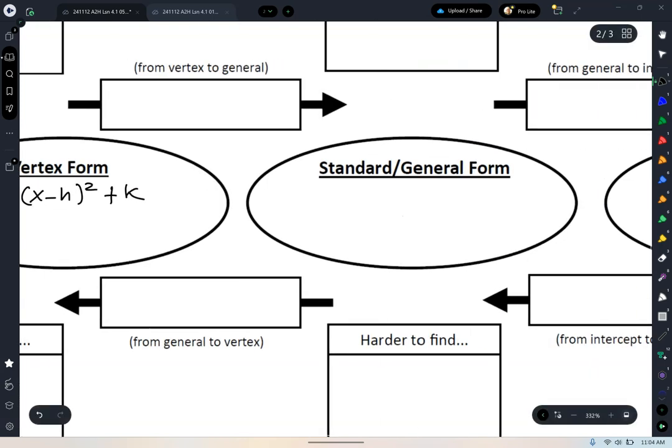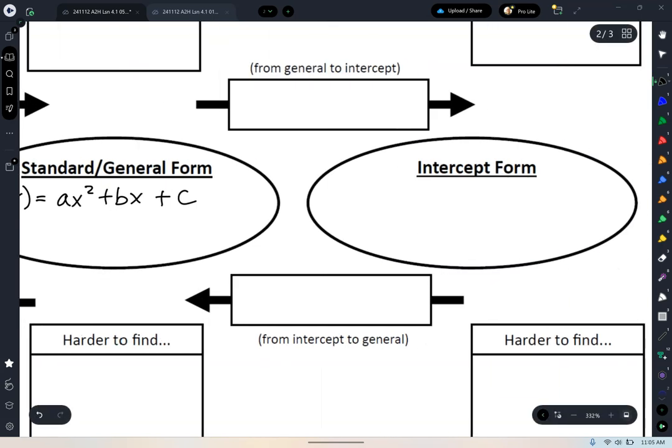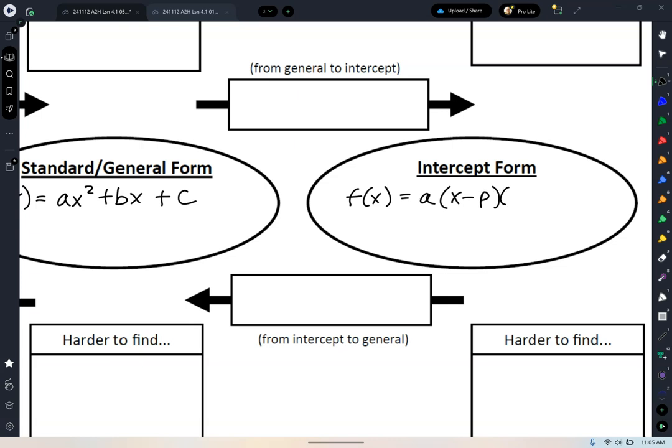Then we're going to have our standard or general format, which is going to look like this. And again, we're going to write 2 functions in here. So this one is going to be f of x is equal to ax squared plus bx plus c. This is our standard or general form of the quadratic function. And then our intercept form of our quadratic function is going to look like this: f of x is equal to a times (x minus p) times (x minus q). Okay, this is our intercept form of our quadratic function.